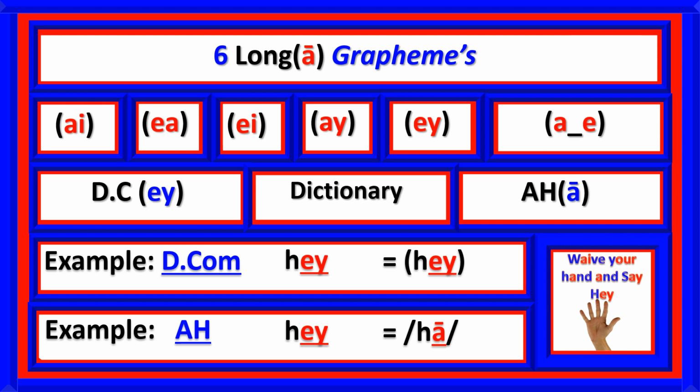All right, now notice this one right here. The EY right here is the one that represent all of the other ones, the AI, the EA, the EI, and the AY, and the A space E. EY represent all of them in dictionary.com. But in American Heritage, it's an A with a line over the top that represents all of the rest of them. Okay? So if you're using dictionary.com, know the E, Y in the sound box or the pronunciation box. Using American Heritage, know the A with the line over the top. If you know those two, depending on which dictionary you use, you ain't never gonna get the A wrong in a word when you look in that dictionary. Good. All right, moving on.